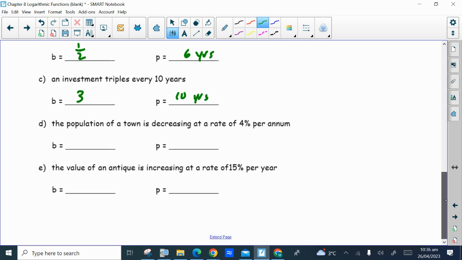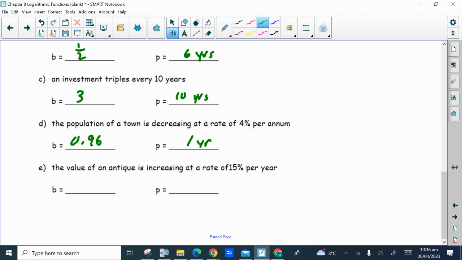If the population of a town is decreasing by 4%, that means it's maintaining 96% of its population, which means that B, our growth rate, would be 0.96. And this happens every 1 year. So that's our growth period.